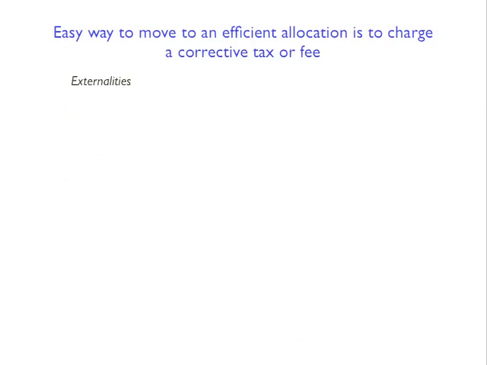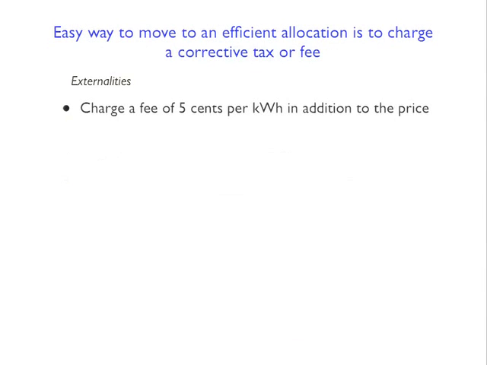So ideally what you'd like to do is correct that and move back to an efficient allocation where the consumer is actually paying a price that's equal to the marginal cost. And the easiest or the most straightforward way to do that usually is to charge a corrective tax or a fee for electricity that's produced by, say, a coal power plant at least. So what you want to do is charge a fee of 5 cents per kilowatt hour in addition to the price that they're already paying.